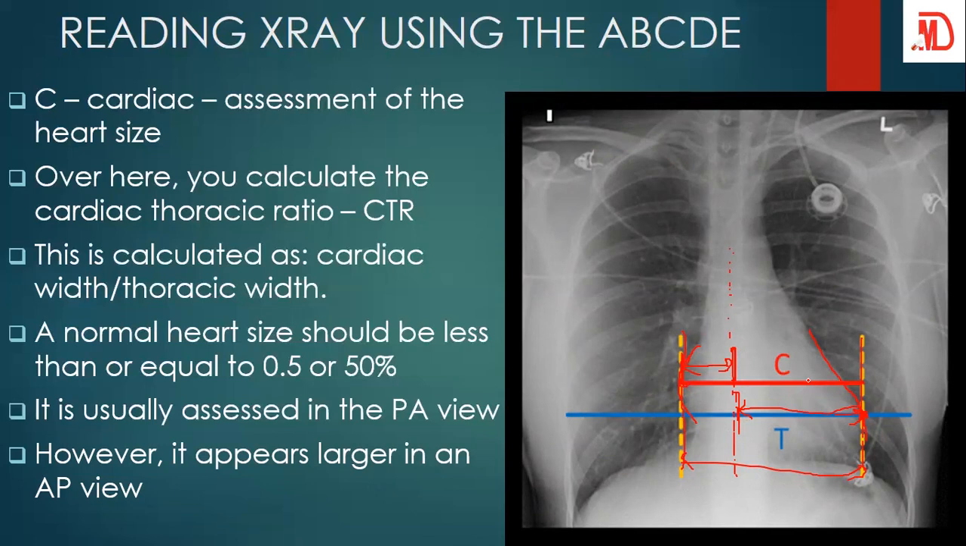And then you deal with the thoracic width. So over here, from the inside of the ribs or the thorax. So this is the inside. And this is also the inside, look at it. So you also calculate it. And then the ratio between them, or C over T, basically C over T. And we are saying that the answer should be less than or equal to 0.5 or 50%.